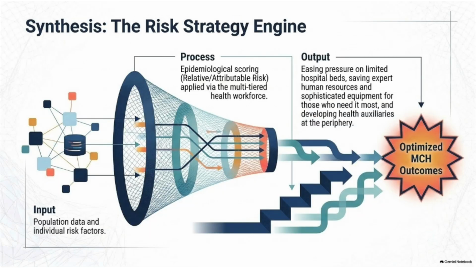Bringing this all together, the risk strategy engine takes population data and individual risk factors as its input, applies epidemiological scoring through relative and attributable risk via the multi tiered health workforce as its process, and produces an output that eases pressure on limited hospital beds, saves expert human resources and sophisticated equipment for those who need it most, and develops health auxiliaries at the periphery, ultimately leading to optimized maternal and child health outcomes.